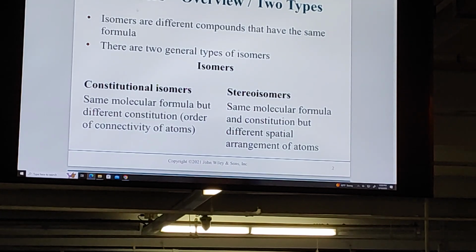If I just take this methyl and put it here, this molecule still contains 6 carbons. It still contains the same number of hydrogens, 14, but it's connected differently. When you connect them differently, and they actually come up with different names, these are known as constitutional.